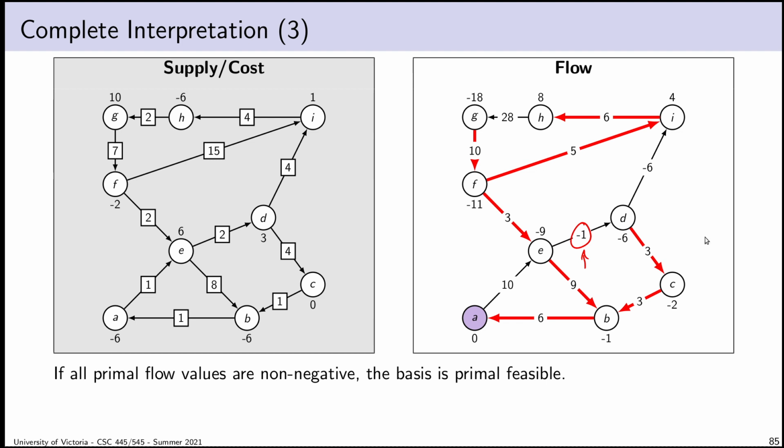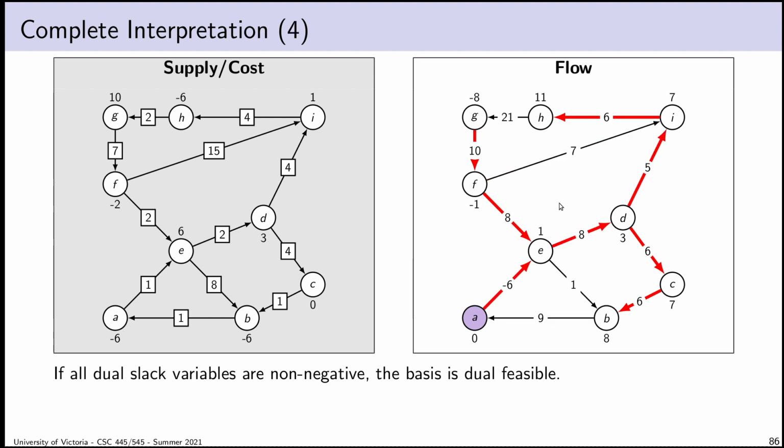Now, we'll have to observe that it's not just a question of deleting this edge here. It might be that some other edge has to go, but I can definitely save some money if I brought this edge into the basis. I can minimize the total cost of my flow. The flow is feasible, but it's not optimal. Okay, so my flow is primal feasible if all of the primal flow values are non-negative.